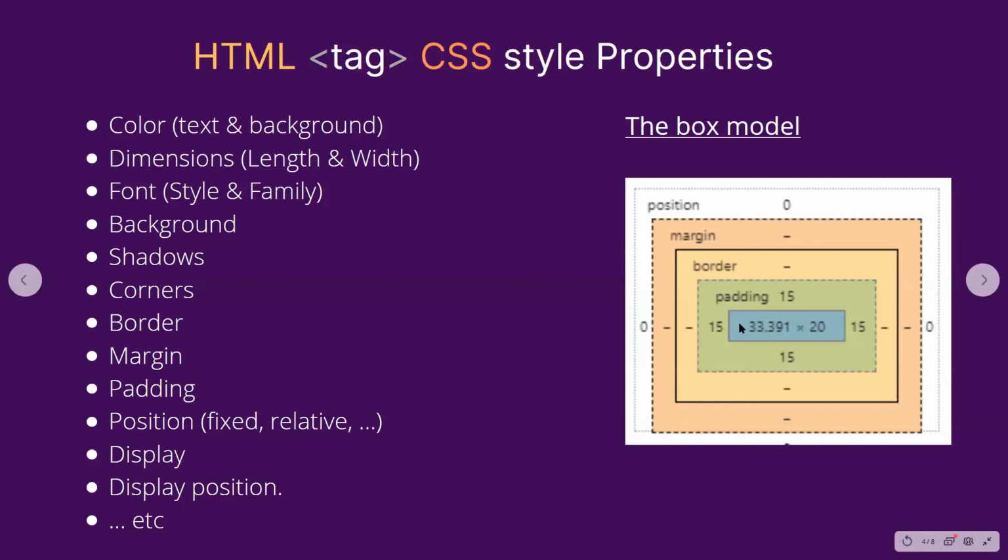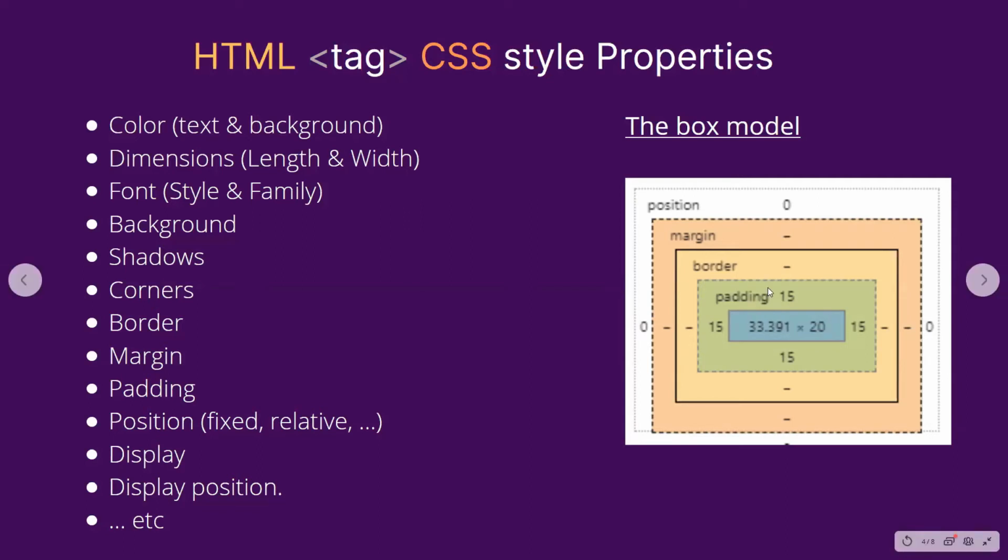For example, if I have a heading that says this is the heading, the text goes inside here, where you see the 33.391 times 20. They represent the width and the height. So it's width first and then height. This means that this heading is going to have a width of 33.391 pixels and a height of 20 pixels. So if what is in blue is our element, then what follows in green is our padding.